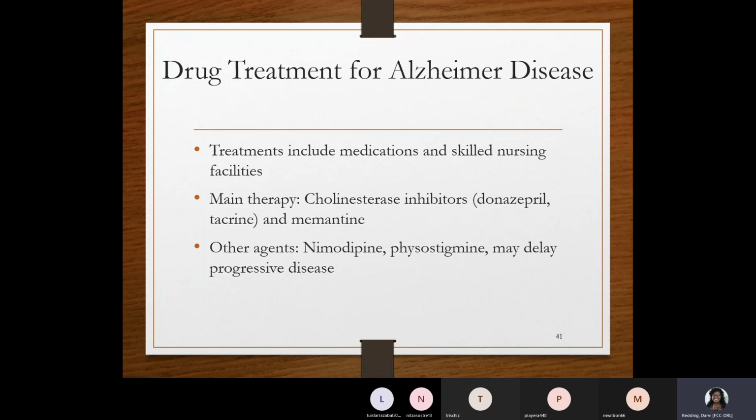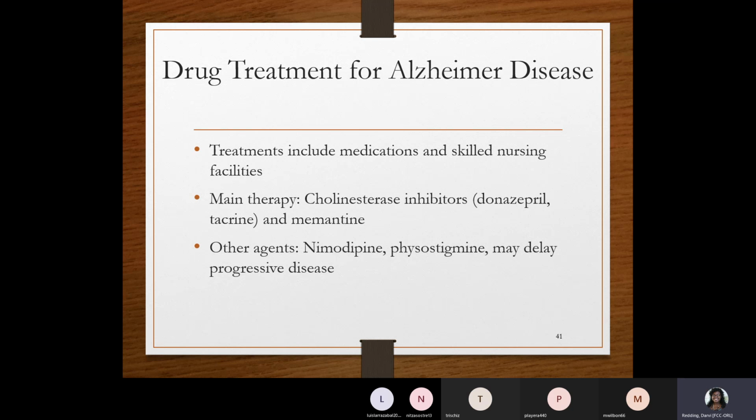So the drug treatment for Alzheimer's disease is going to include patients taking medications, or if the family is really having a difficult time with the patient, because remember, the patient is going to have some severe memory loss, confusion, disorientation, and personality changes, if that becomes too much, the family might actually put the person in a skilled nursing facility.